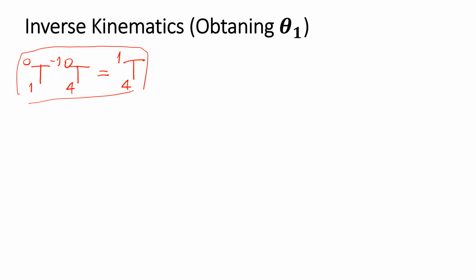T 1 per 0 inverse multiplied by the forward kinematic. The forward kinematic will be 4 per 1. Is this true? Do you think this one is correct?